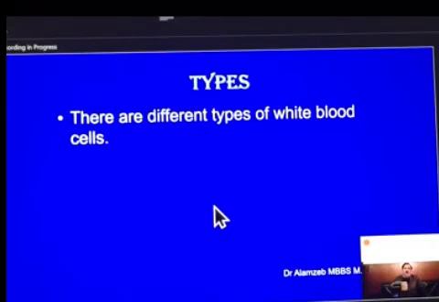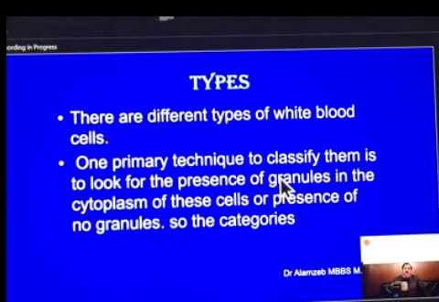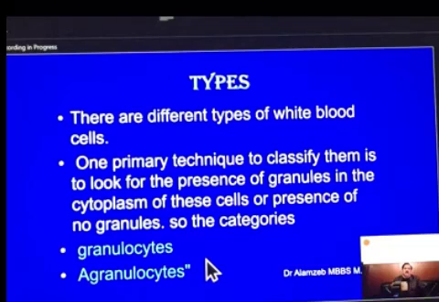There are different types of white blood cells. We have a primary technique to classify the WBC: we classify WBC on the basis of granule presence in their cytoplasm. When granules are present in those WBCs' cytoplasm, they are called granulocytes, and when there are no granules in the cytoplasm of these cells, they are called agranulocytes. So we have two types of WBCs, granulocytes and agranulocytes.